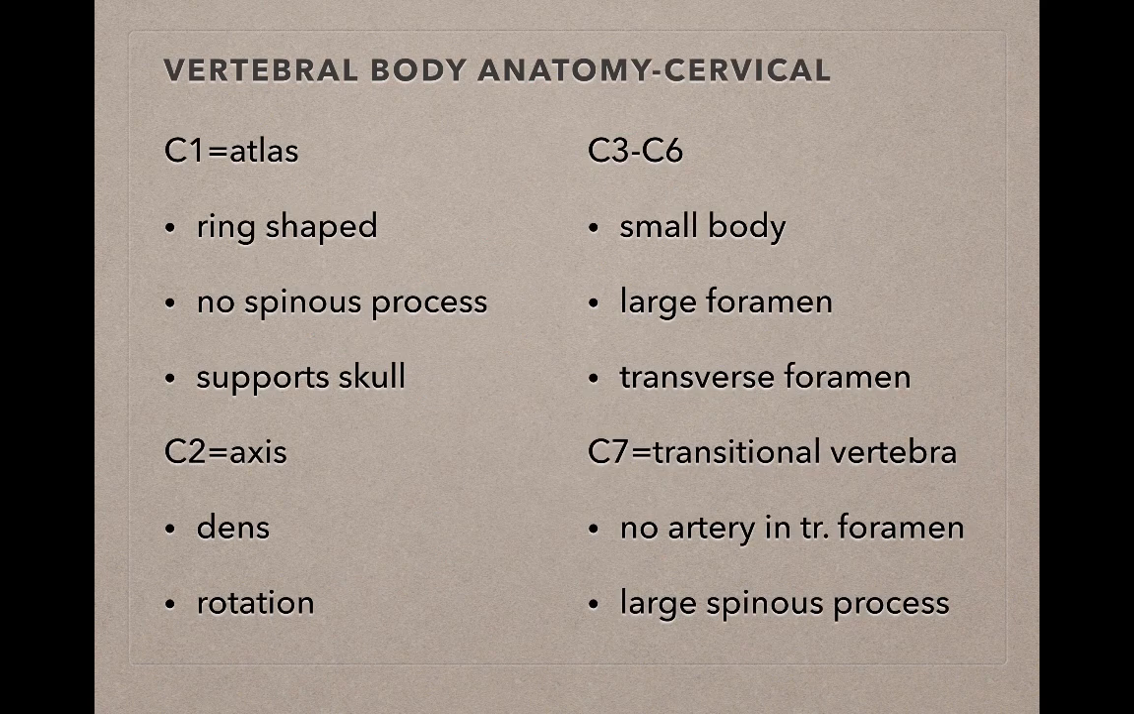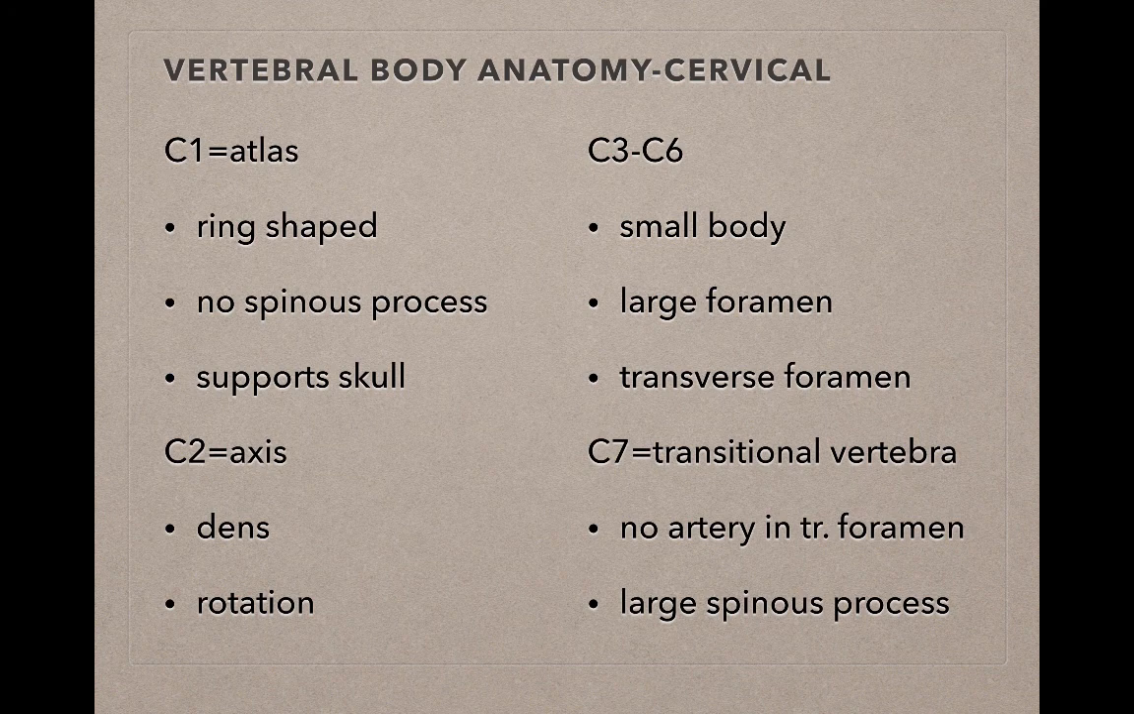All right, so then as we move into the more distinct features of each of the segments in the cervical vertebra, we see some very unique features that we're not going to find anywhere else. So in C1, or the atlas, we see a ring-shaped bone that does not have a spinous process, doesn't have a body, and its main purpose is to support the skull.